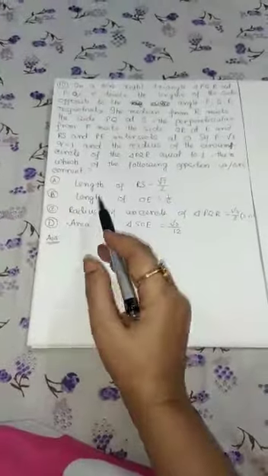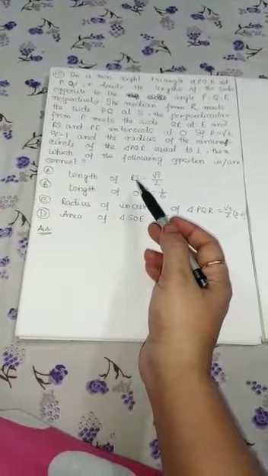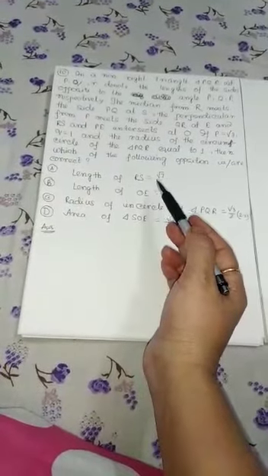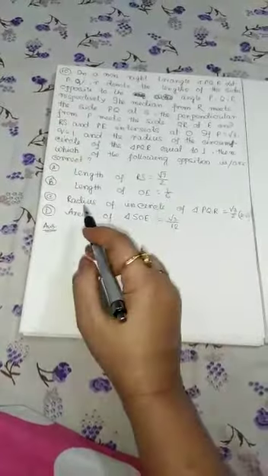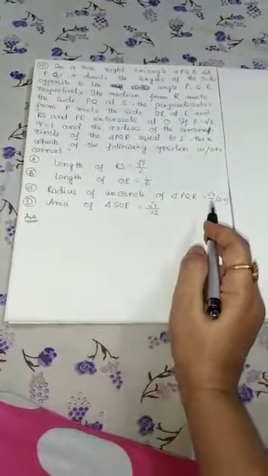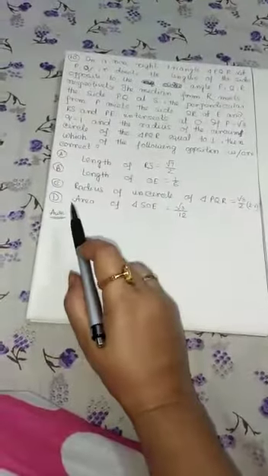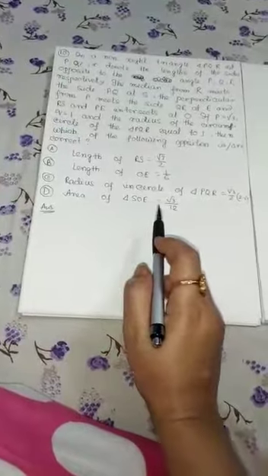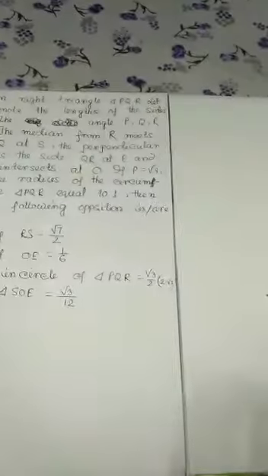Multiple options are correct here. Option A: length of RS is equal to root 7 by 2. Option B: length of OE is equal to 1 by 6. Option C: radius of the incircle of PQR is equal to root 3 by 2 (2 minus root 3). Option D: area of SOE is equal to root 3 by 12. Let's try to solve it.